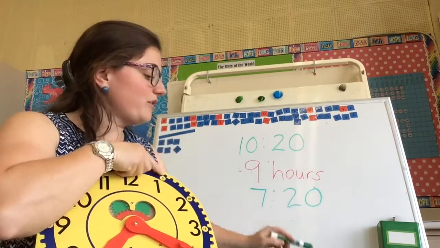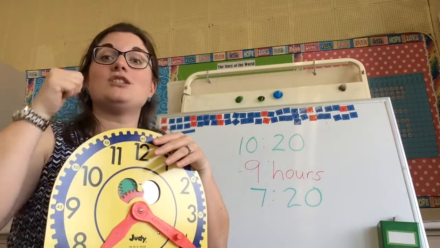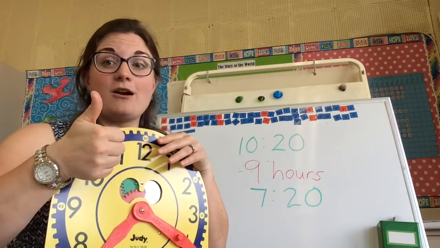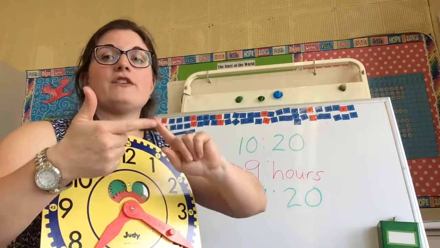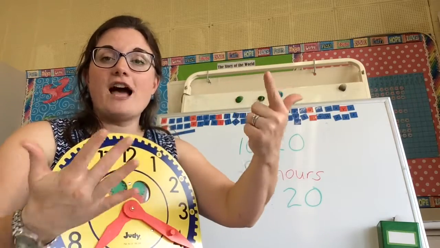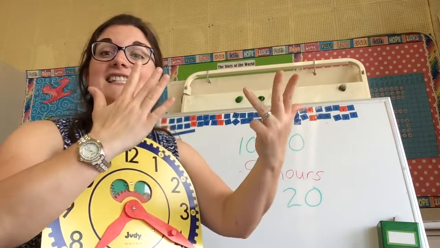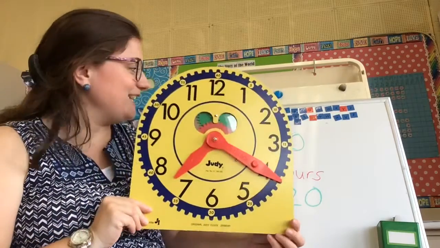Again, if you don't think you need your clock and you just want to count up 9, you can. You can do 11:20 is 1 hour, 12:20. Then we have to go back to 1, remember, after 12. 1:20, 2:20, 3:20, 4:20, 5:20, 6:20, 7:20 is our 9 hours later.